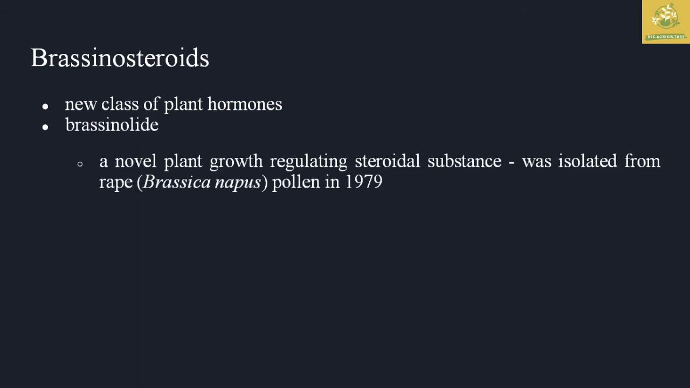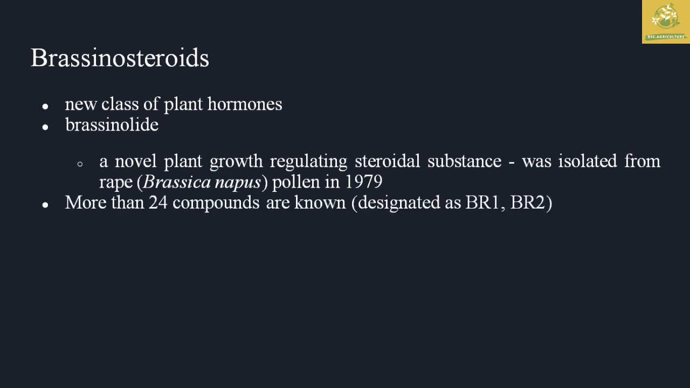What are brassinosteroids? They are a new class of plant hormone, a plant growth regulating steroid first isolated from Brassica napus, the rape pollen family, in 1917. You must remember this as well as the name of the plant, which can be asked repeatedly in point-wise questions. More than 24 components are known, designated as BR1 and BR2, brassinosteroid 1 and brassinosteroid 2.